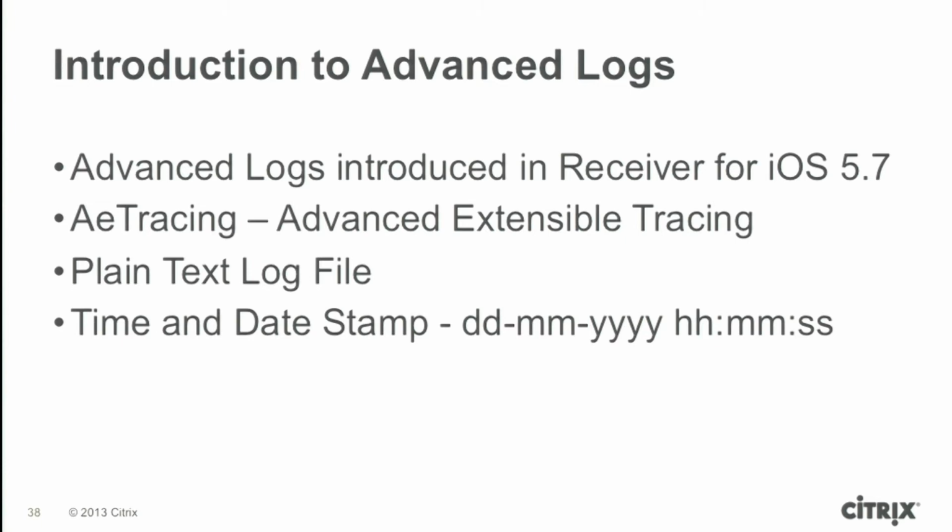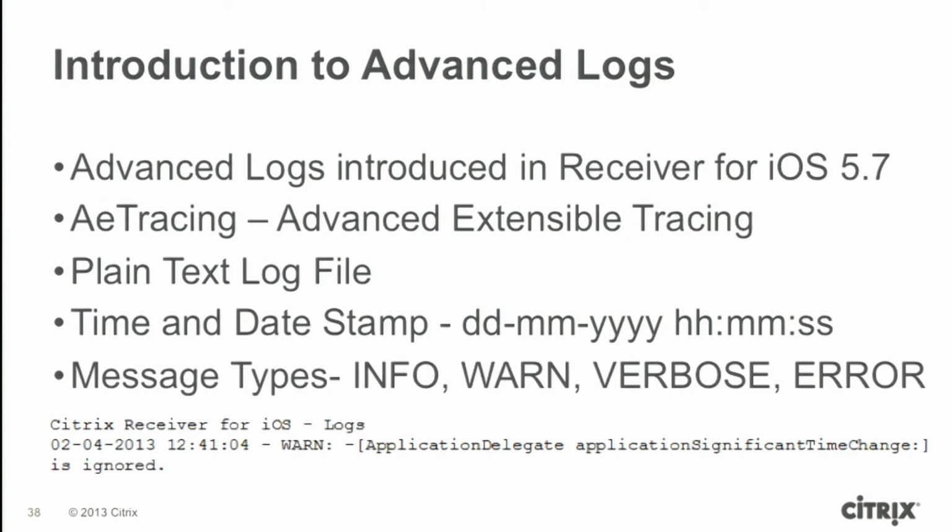Each log message includes a time and date stamp, and each message will be of one of the following types: info, warn, verbose, or error. Now, obviously, error messages are something to pay attention to, and you'll see this particular message, significant time change, whenever there's new activity in the receiver, so it occurs a lot in the beginning of logging. Really, you can ignore it.